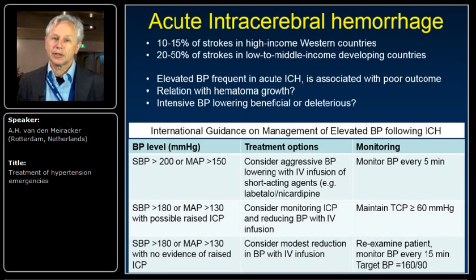If you look at the guidance on the management of elevated blood pressure following an intracerebral hemorrhage, the idea is that when systolic blood pressure is higher than 200 or mean arterial pressure higher than 150, consider blood pressure lowering by infusion of short-acting agents, especially labetalol and nicardipine. If systolic blood pressure is higher than 180 or mean arterial pressure higher than 130, with the possibility of a raised intracranial pressure, then consider monitoring intracranial pressure and reducing blood pressure with IV infusion, but you have to maintain the cerebral perfusion pressure above 60 millimeters of mercury.